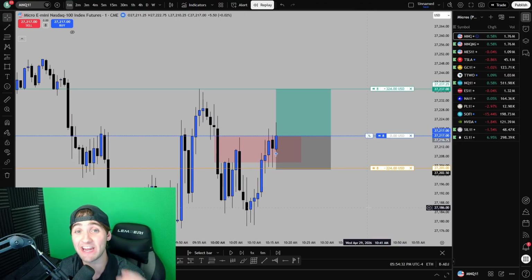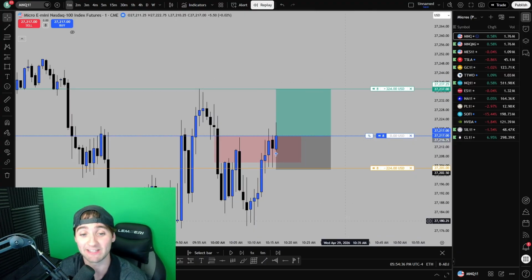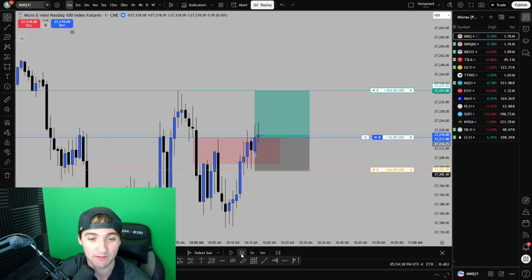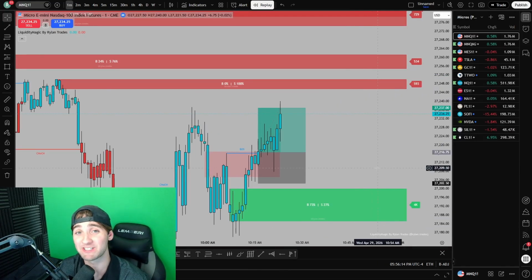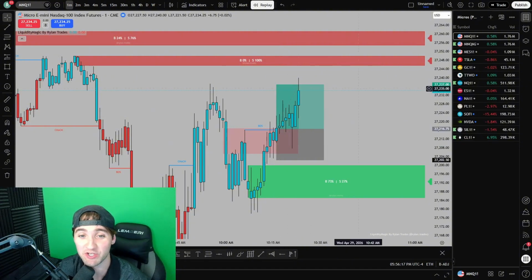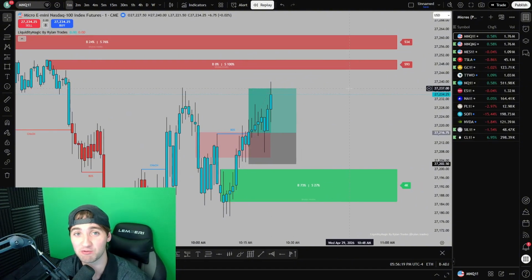So again, we had a change of character. We had a higher time frame fair value gap, continuing the trend up to liquidity. Let's see how this trade plays out. Just like that. Bang. So when it comes to using this indicator, you can target these liquidity zones and see rejections off these zones using the signals.